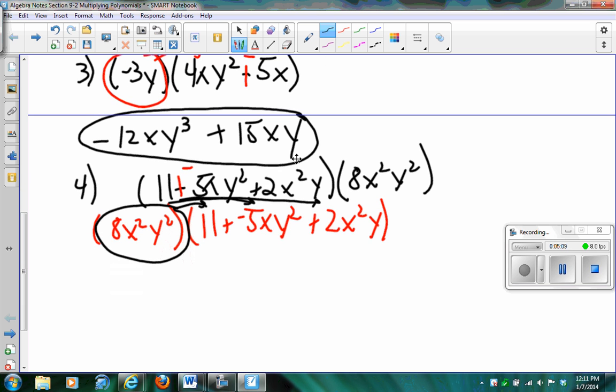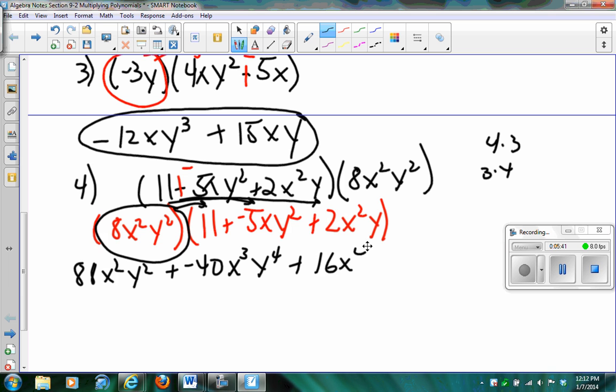And I do want to just digress for a minute. This is the same thing as having 4 times 3 or 3 times 4. Each term inside the parentheses will represent, if we knew the value of x and y, a single number. So we're just using our properties of mathematics to rewrite the problem. Let's go ahead and distribute. I have 88 x squared y squared plus a negative 40 x to the third y to the fourth plus 16 x to the fourth y to the third.